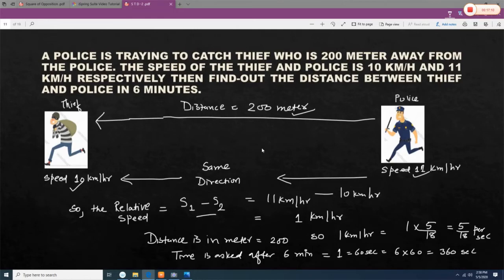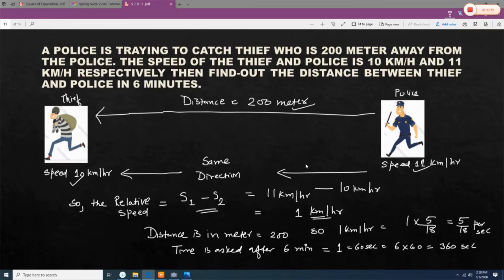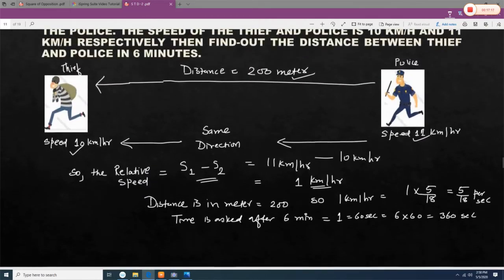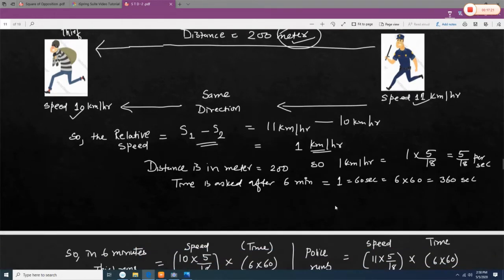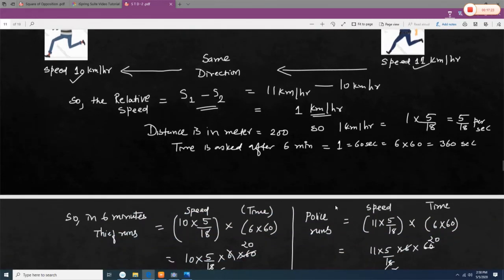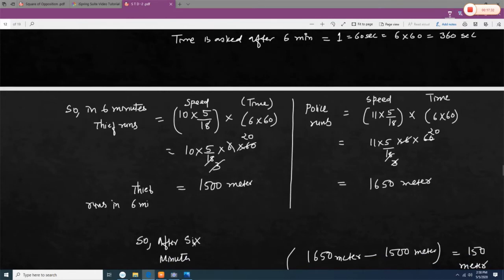So what is the relative speed? S1 minus S2. So 1 kilometer per hour. Now here the distance is given in meters. So you have to convert 1 kilometer per hour into meter per second. So 1 into 5 upon 18, so 5 upon 18 meter per second. It means after 6 minutes what is going to happen? The distance travelled in 6 minutes is speed into time.